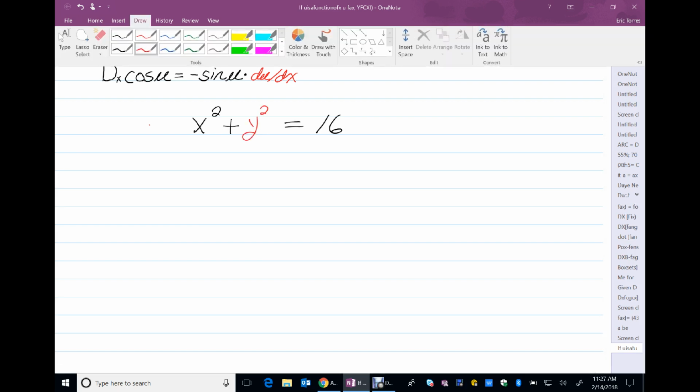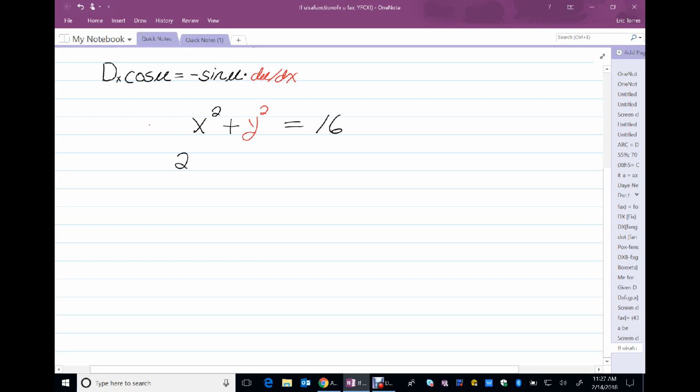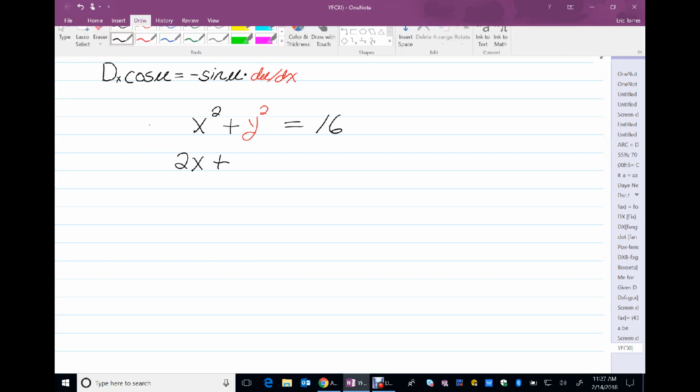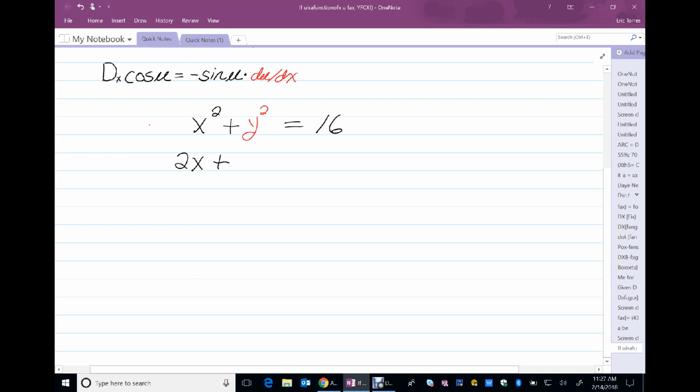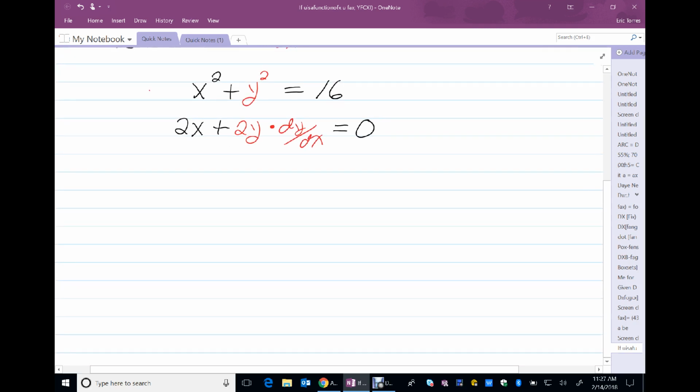So when I take the derivative of x squared, it is 2x, and then 2 minus 1 is 1, plus when I take the derivative of y, assuming y is a function of x, then what I can do is take it as 2y, and it needs that extra step dy dx. And this is going to equal the derivative of 16, which is a constant, gives us 0. That means all I have to do is solve for dy dx.